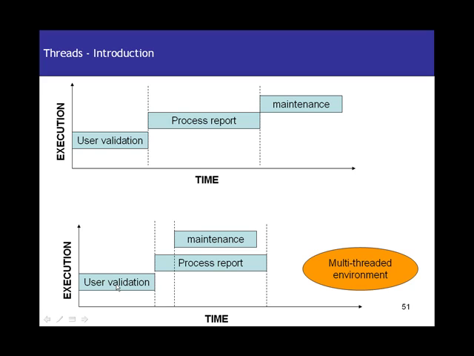So when threads come into the picture, what happens is the user logs in, the user validation takes place, and when the user tries to generate a report, a new thread is kicked off, right? The thread does the report processing, and at the same time the user can perform the regular maintenance work using the original thread which the user was working on.